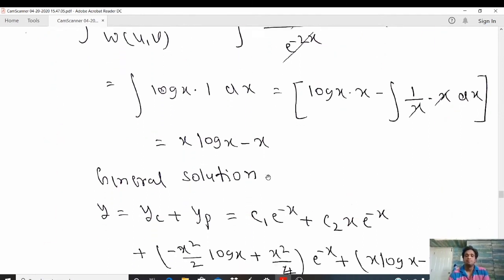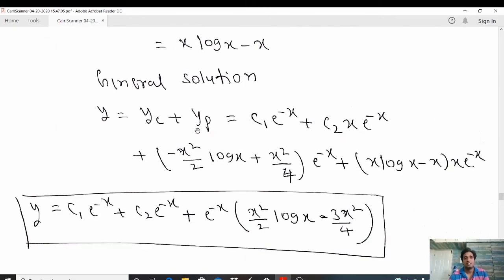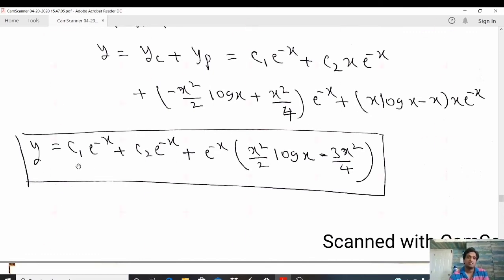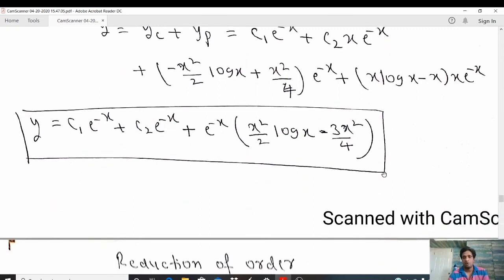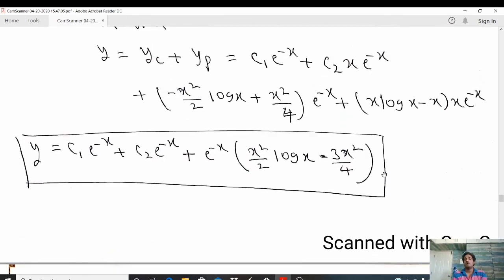So the general solution will be y is equal to yc plus yp. c1 e power minus x plus c2 x e power minus x, this is our yc. Yp will be a into u plus b into v. Now if you simplify, it becomes c1 e power minus x, c2 x e power minus x, plus e power minus x into this value. Okay, now that's enough for variation of parameters.